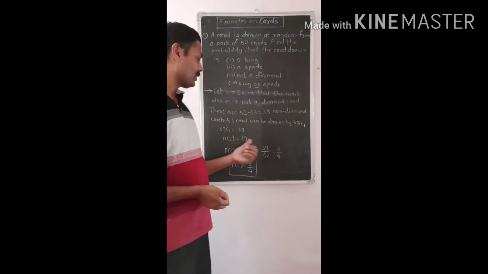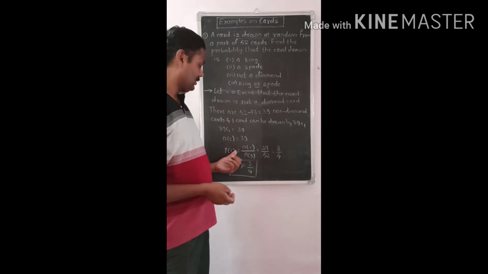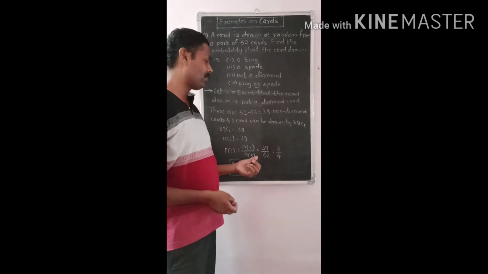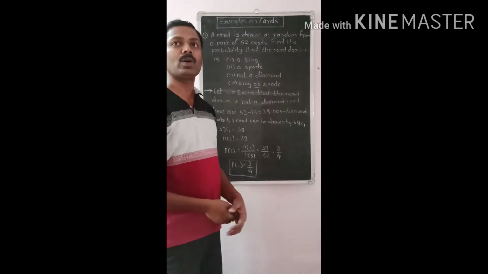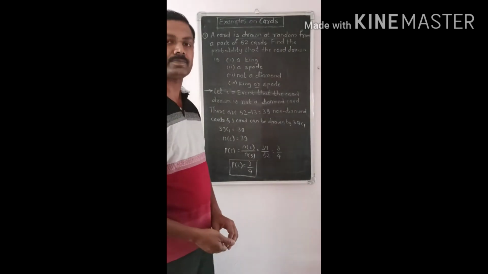39C1 means it is 39. So n of C is 39 here. Therefore P of C is n of C divided by n of S. It is 39 divided by 52. So it is 3 upon 4. So P of C is 3 upon 4 here.